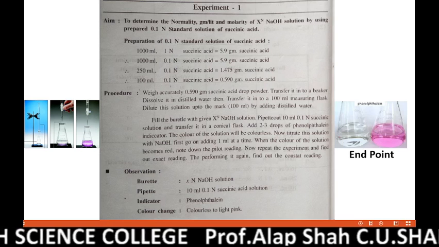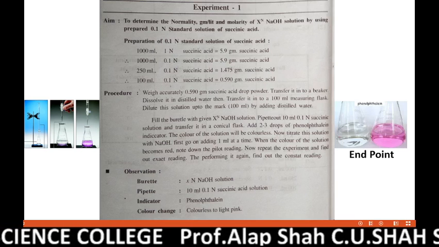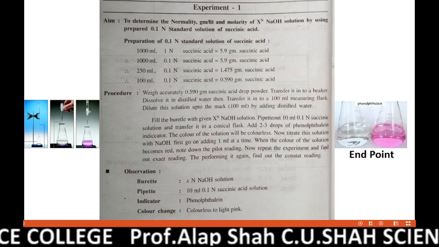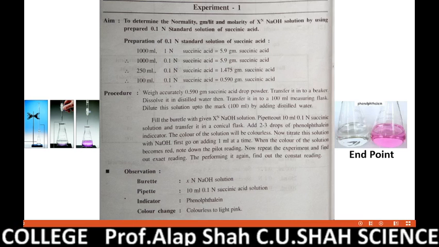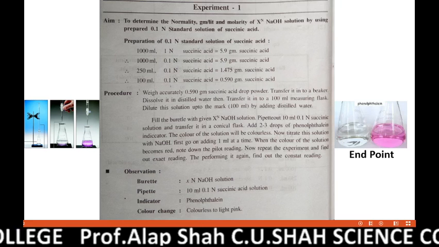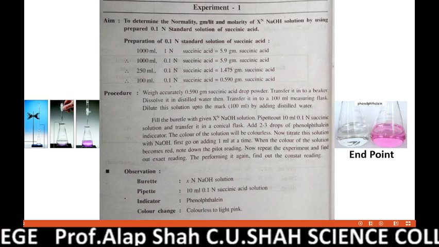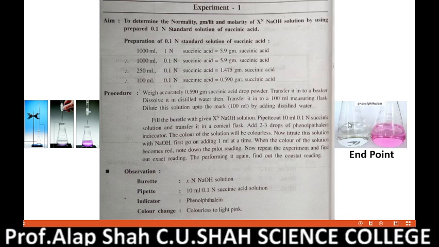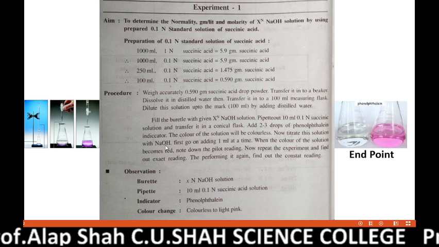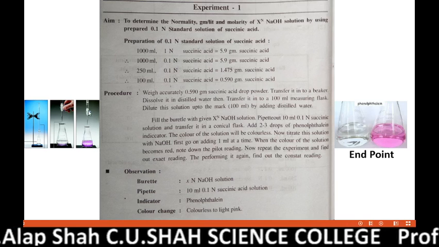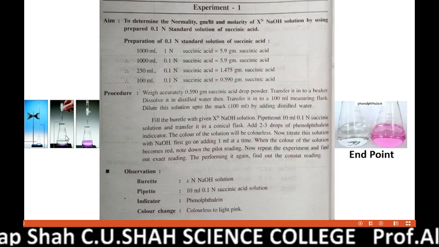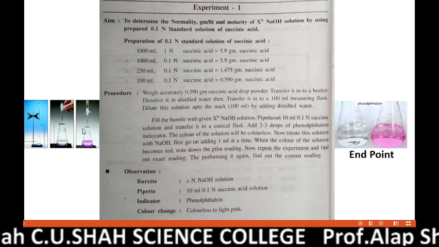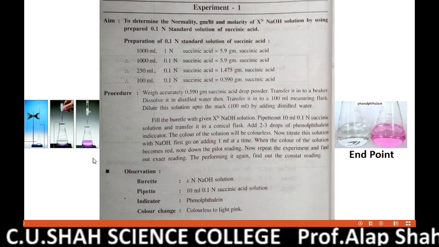Now, whenever you start taking the second reading, up to 10 ml you can add NaOH quickly from the burette. And once you reach 10 ml, then slowly, gradually, dropwise, you should add NaOH till you get the end point. At the end point, the color change would be this way, light pink. In this picture also it is shown that from the burette we keep adding NaOH to the succinic acid, and at the end point we will get this kind of light pink color.